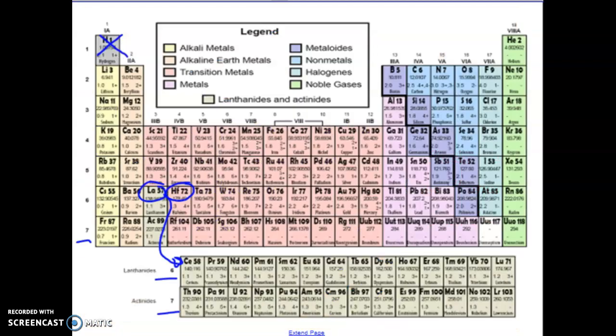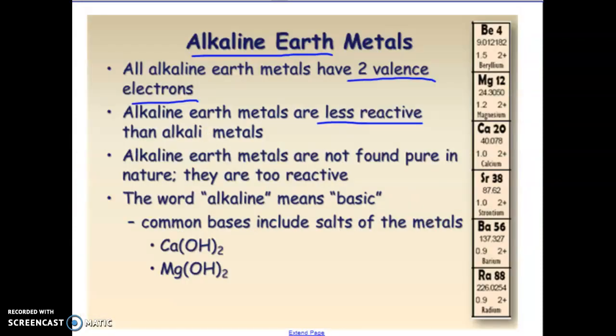Going back to the periodic table, if you remember, here is our staircase. The metals are found on the left side of the staircase. The first group is the most reactive, and as you move to the right, the groups become less and less reactive. So even though these are all metals, the most reactive is group number 1, and then group number 2 is less reactive, group number 3, group number 4, etc. So the alkaline earth metals are less reactive.